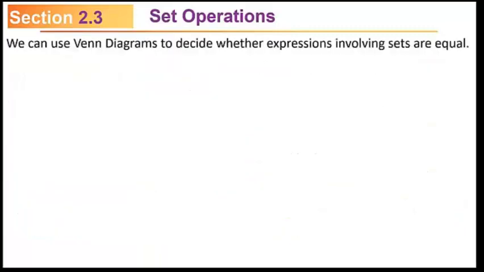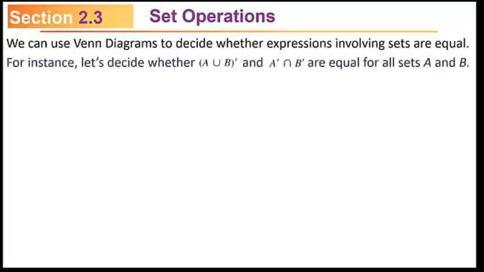Venn diagrams, as I've said before, are useful, and one thing you can use them for is to decide whether certain expressions involving sets are equal to each other. For instance, let's decide whether this expression, the union of A, B, complement, in other words, the complement of the union of A and B, is the same as the intersection of the complement of A with the complement of B. And Venn diagrams are perfect for doing that. Let's start with the first one. It's the complement of the union of A and B.